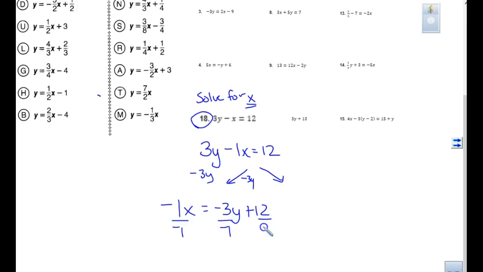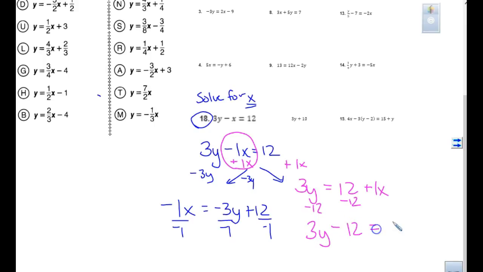So here's a better way that I think of solving this. Move this x. If I move the x, what am I going to do? I'm going to add 1x to both sides. Now, when I move that 1x, I get 3y equals 12 plus 1x. And remember, I'm trying to solve for x, so now I already have a positive one. A lot of you will just drop this right here and think that's your answer. Now we're subtracting 12 from both sides, and both ways, I do get the same answer, 3y minus 12 equals x.